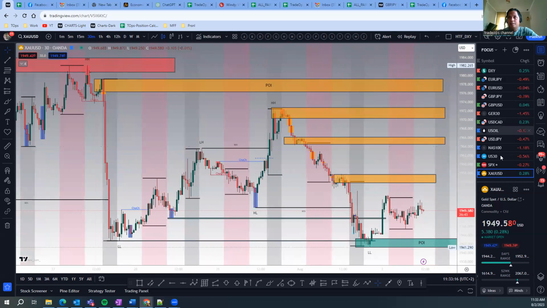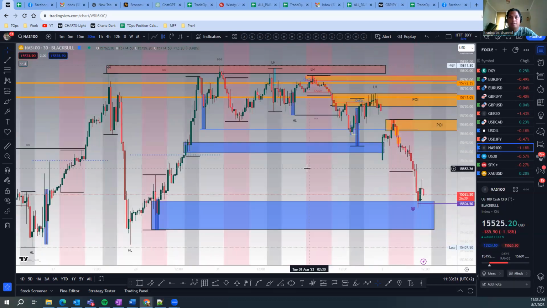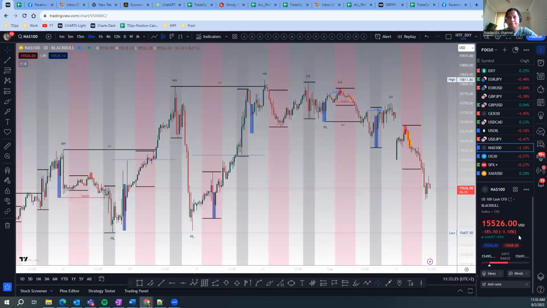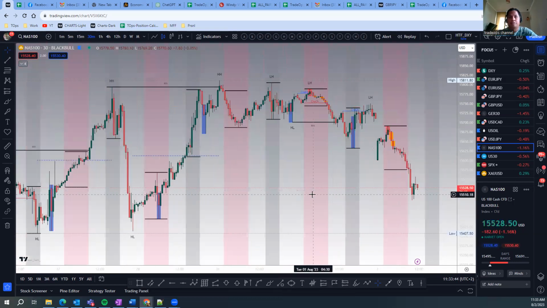So I'll give you an example. For example, we now focus on the Nash 100. Nash 100 is actually equivalent to US 100 in other platforms, and basically this is NASDAQ. Okay, so let's first explain my chart.